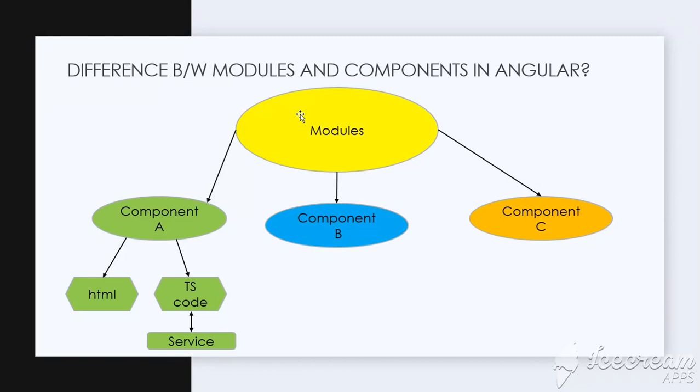So this is the relation between modules and components. Different components combine to create a module to achieve a certain functionality, and these components can be used in other modules, but the modules are not reusable, while the components are reusable. So this is more or less the explanation of the difference between modules and components. It's quite easy to understand from this perspective.